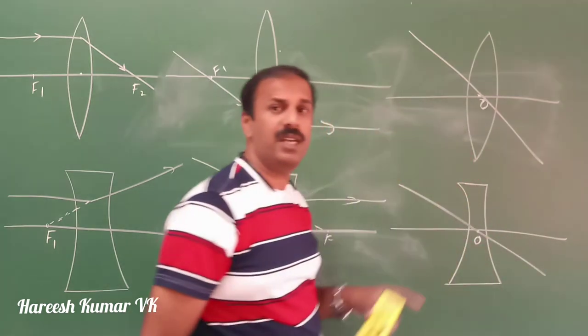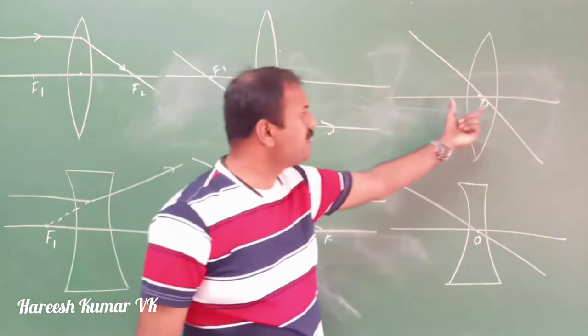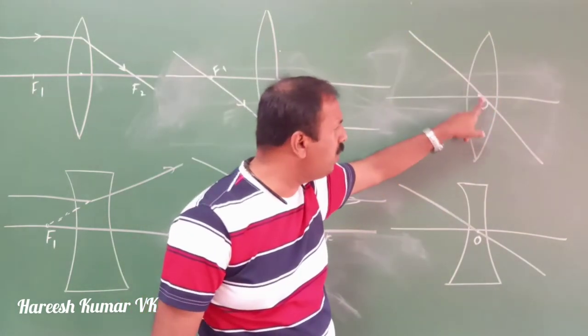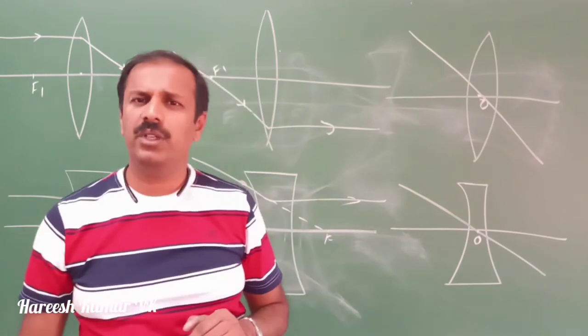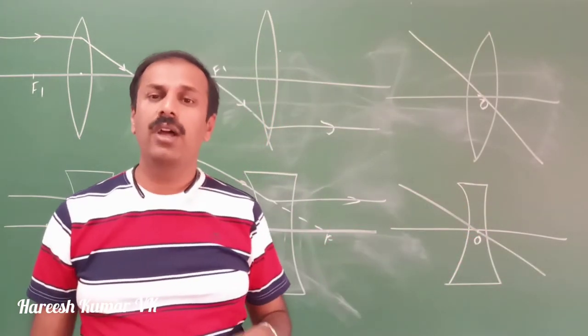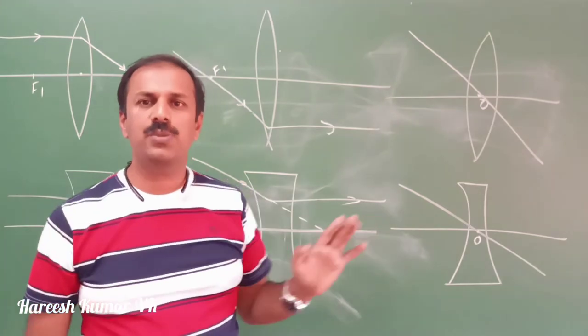Here one point is there to remember. We are considering this lens as a thin lens. That's why we are drawing it straight. Otherwise there will be a small shift and all. No need of considering all these things. You think of it as going straight, undeviated through the optic center. I think this much is clear.